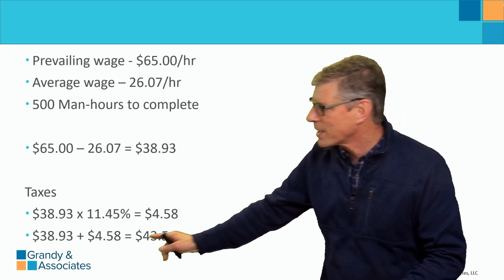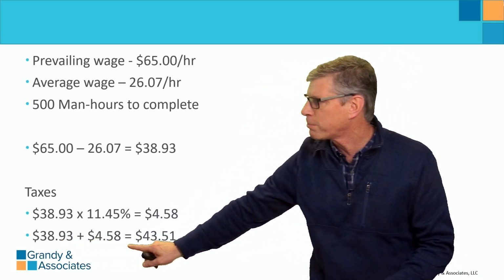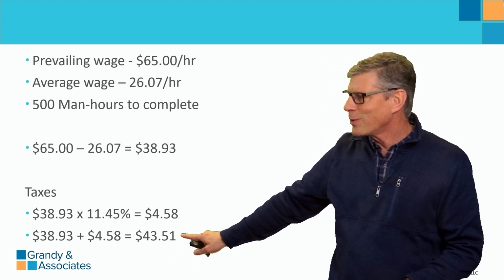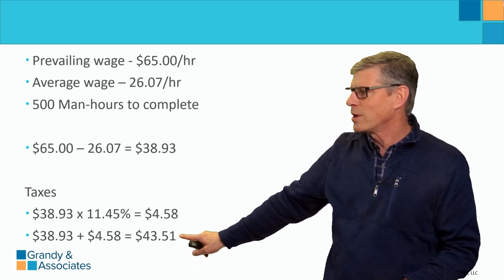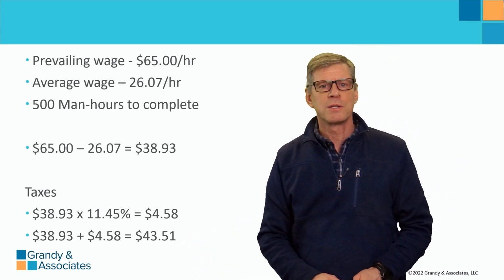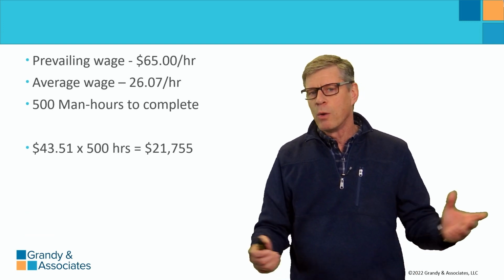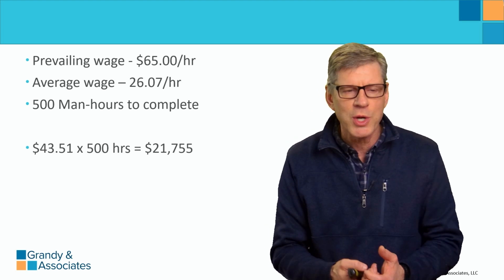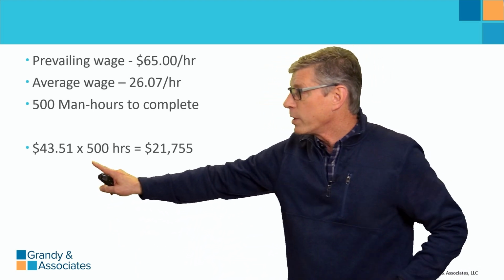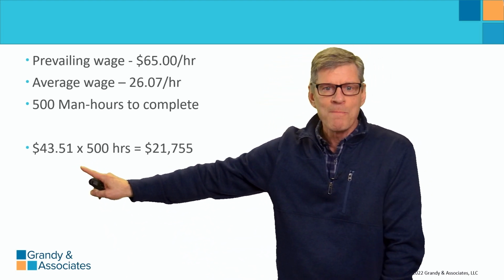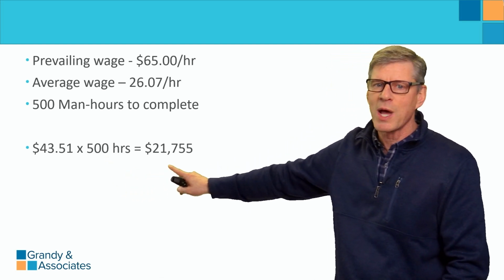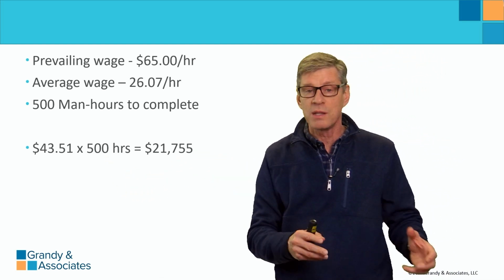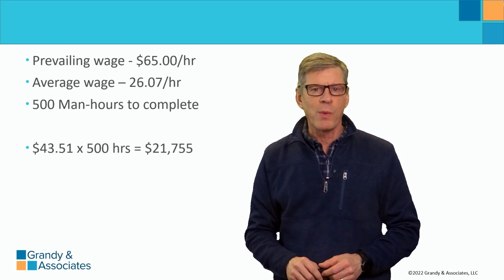So when I add those together, the difference of $38.93 plus my $4.58 for company matching taxes, the real rate that I need to be looking at is an extra $43.51 per hour. Now, we'll extrapolate that out a little bit farther. We said that this was a 500-hour job, so I'll take my $43.51 adder times my 500 hours on this job. I need to add an extra $21,755 into this job to cover my prevailing wages.